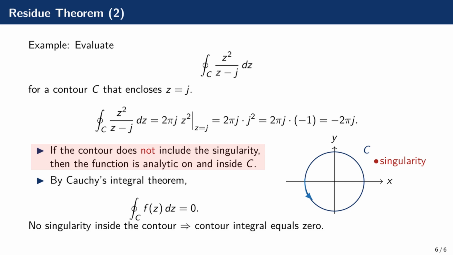Finally, if the contour does not include the singularity, the integral is 0. And even if we change the shape of the contour, the result does not change. The value of the integral depends only on the singularities inside the contour.